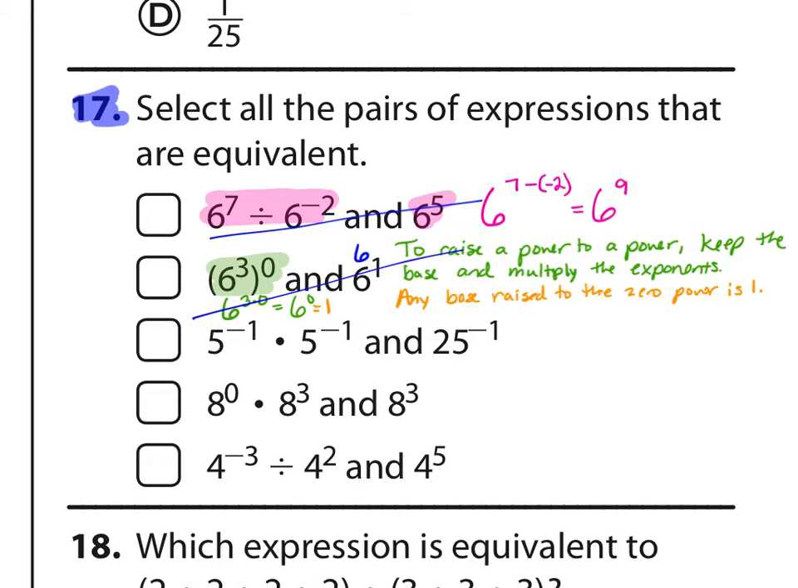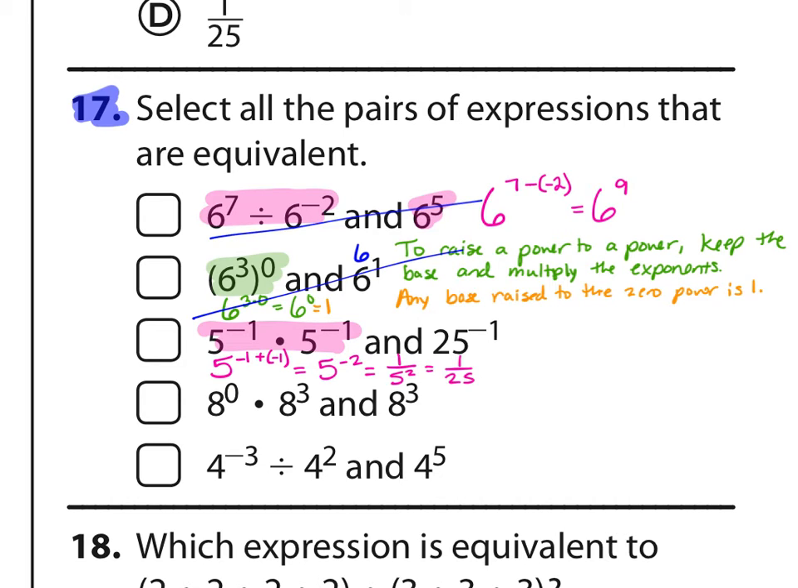Our next one, 5 to the negative first power times 5 to the negative first power. That would be 5 to the base, and we're going to multiply like bases, so we keep the base and add the exponents. So negative 1 plus negative 1 would be 5 to the negative second power. Well, 5 to the negative second power is 1 over 5 squared, which is 1 over 25.